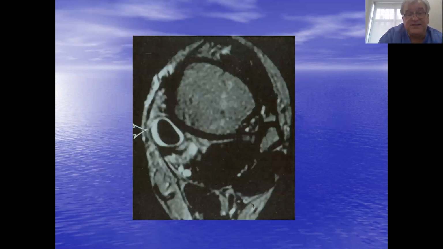This is an MRI of the ankle, and you can see on the medial side where the arrow is a large, slightly swollen, but essentially intact tibialis posterior with a large effusion around it.